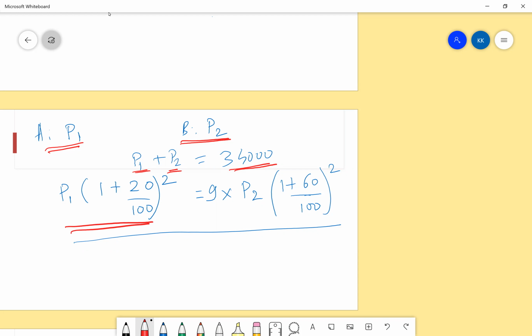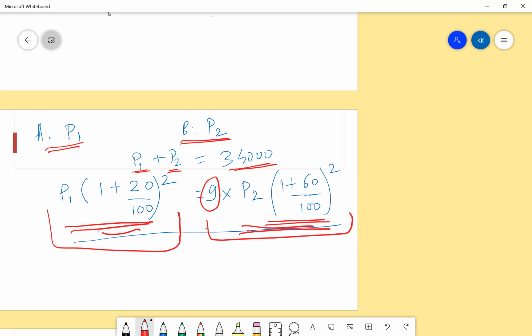For the amount P2, we have principal 2. We have 60% rate of interest. We are using it for 2 years. And according to the question, the relationship between them is this: the amount we get from here is basically 9 times. So to counteract it, we will add a 9 here to multiply with. So we have 2 equations. We have 2 unknowns, P1 and P2. We solve them. Anybody else who did not understand it?